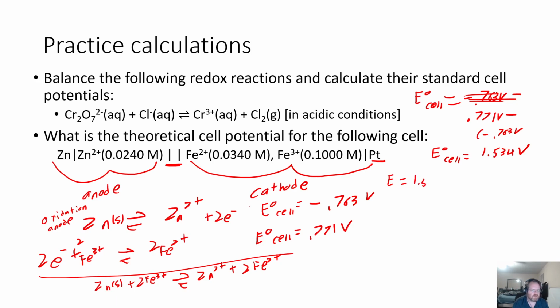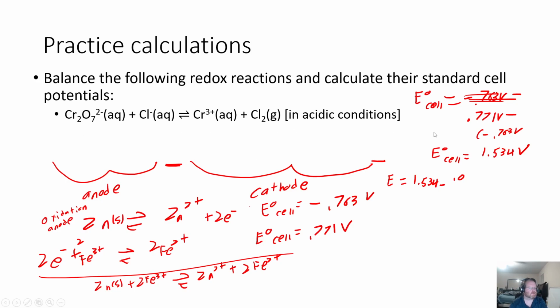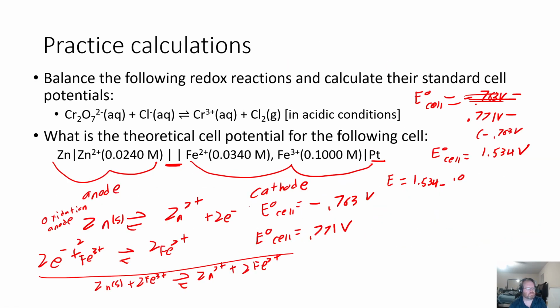So we're going to have 1.534 minus 0.0592. I'm going to back up for a second. Yep. Sorry about that. I had to make sure it was 0.0592 divided by n. In this case, n is 2 electrons. And then we have the log of the equilibrium constant, so that's products over reactants. In our balanced equation, that would be Fe2+ squared times Zn2+, divided by Fe3+ squared.